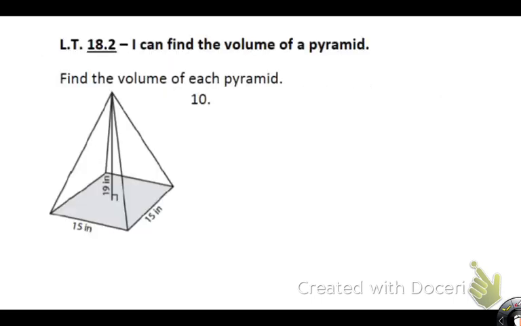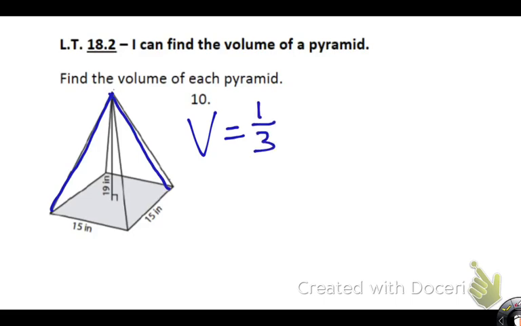All right, next we have the volume of a pyramid. So on this one, we do the area of the base times the height, but then we have to multiply by 1/3 because it goes to a point, so it has less volume than if it was straight up like that. So we're going to do volume equals 1/3.